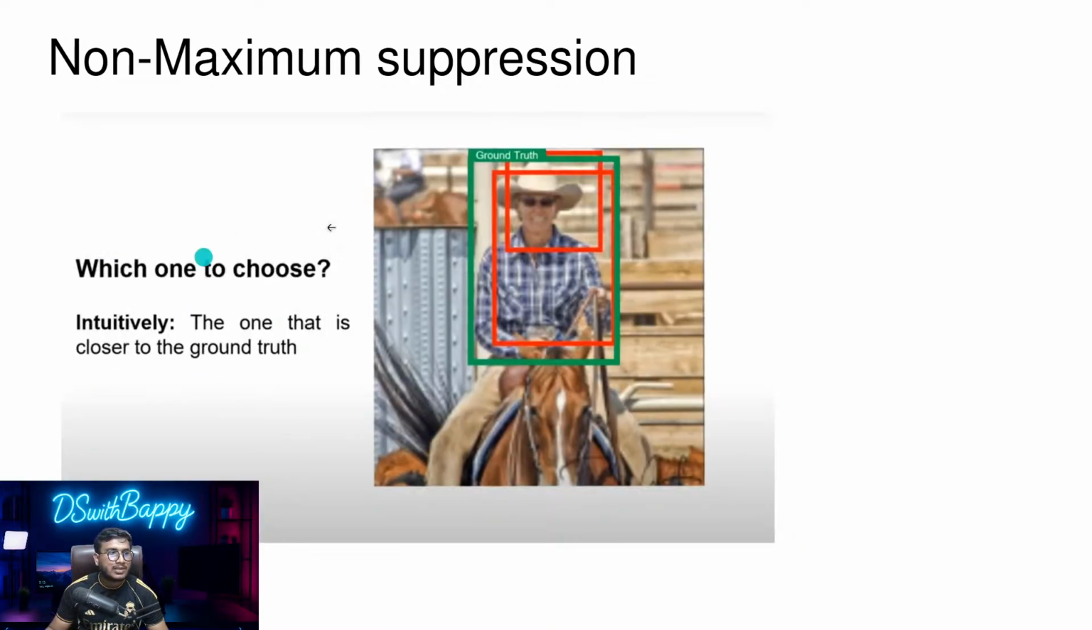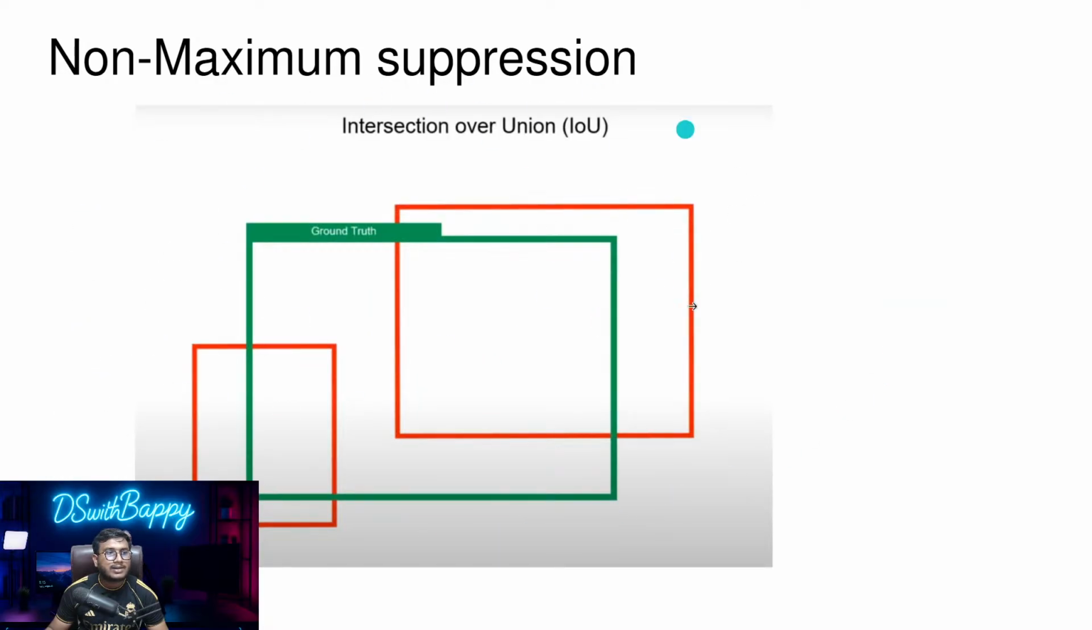See which one to choose. Intuitively, it is the one that is closer to the ground truth. You can see this big one is closer to the ground truth, so we'll consider this one. But what about the model? My model will understand this with the help of intersection over union, that means IOU. Maybe you have heard this name in object detection, guys. IOU, intersection over union. I think you already learned how to calculate it in your college days. In Python also we usually teach that.